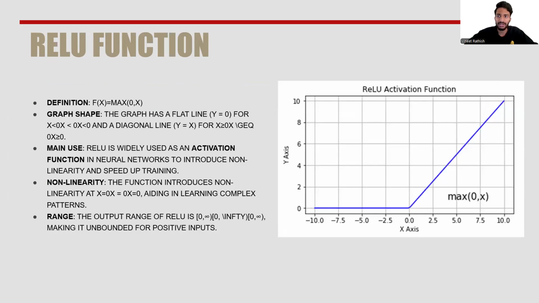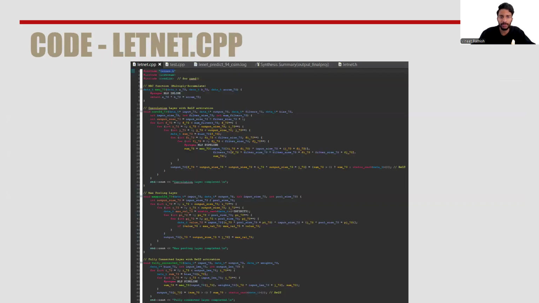Now, in a CNN, we also have the activation function. There are multiple activation functions, such as the sigmoid activation function and the ReLU activation function. We have used the ReLU activation function, for which, as you can see in the graph, the output is zero for all values below zero, and it has a linear slope for values above zero. The equation for it is f of x equals max of 0 comma x. Now I will explain the code for our project.